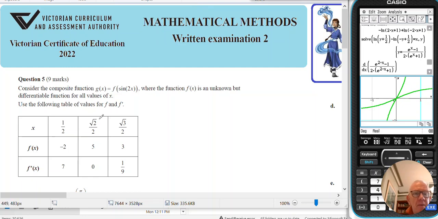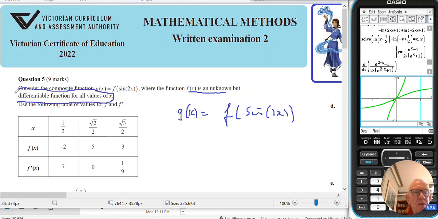Okay, question number 5. We have a composite function, so g of x equals f of the sine of 2x. f of x is unknown, but differentiable for all values of x. Therefore, it's continuous, no sharp joins. Use the following information for f and f dash. So this is about f.